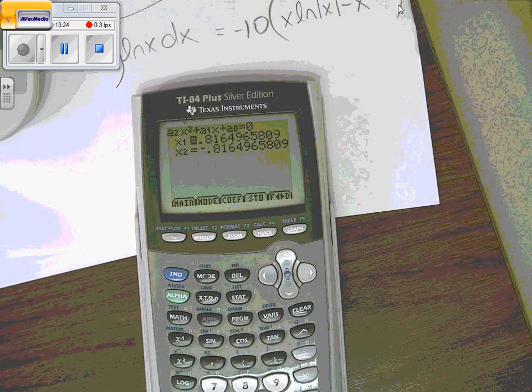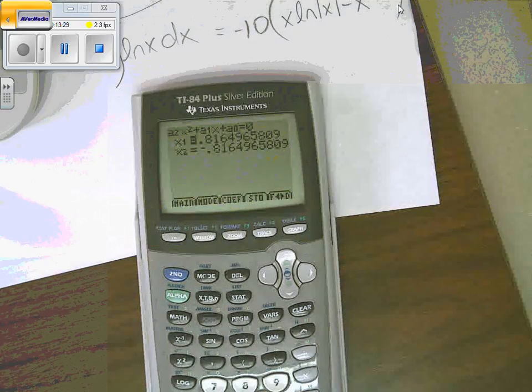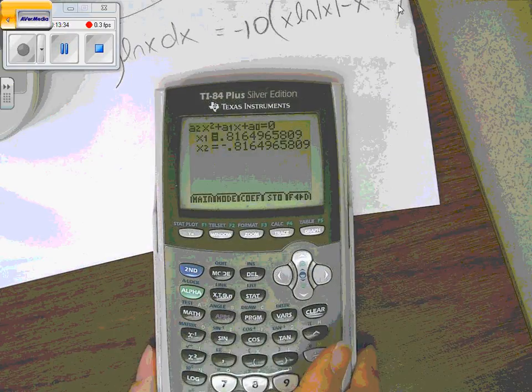It's the square root of 3 over 2, or 2 over 3. Is it 2 over 3 or 3 over 2? I don't know, I'd have to look. You could do this one by hand so much faster, but I just wanted to take this opportunity to show you cool things in your calculator.